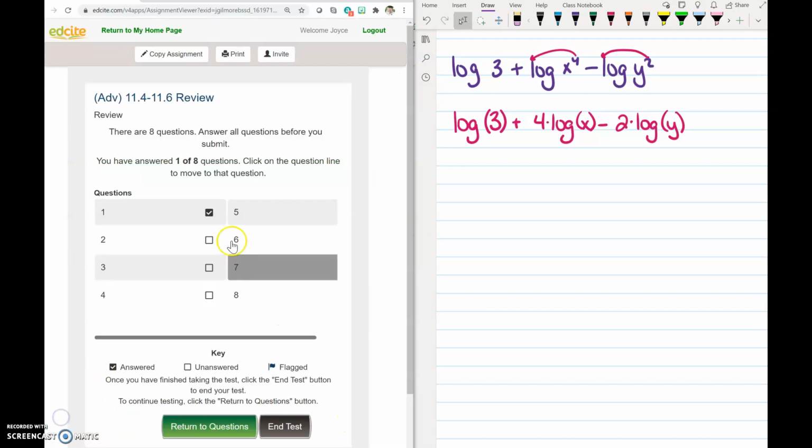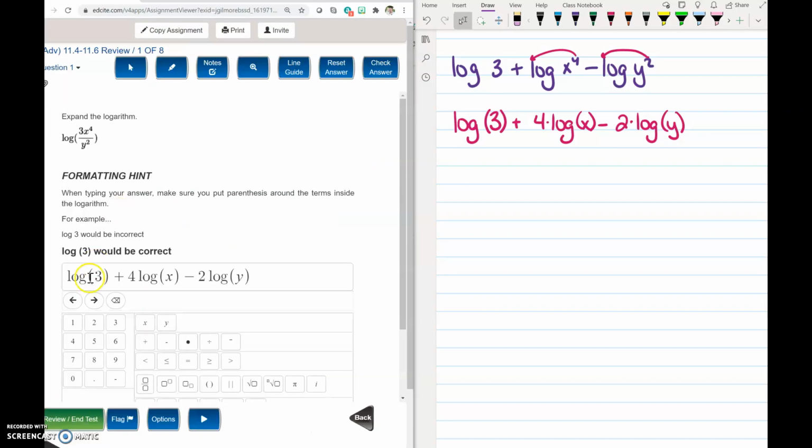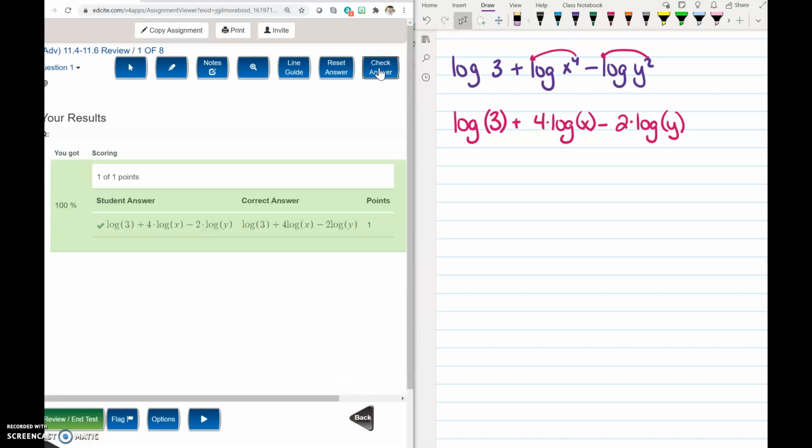Now you should be able to, on this problem, if you wanted to, in between 4 and log x, put a times dot if you want to. That should also check as correct, and it does. So whether you put the times dot or just put 4 log x, it should be good either way.